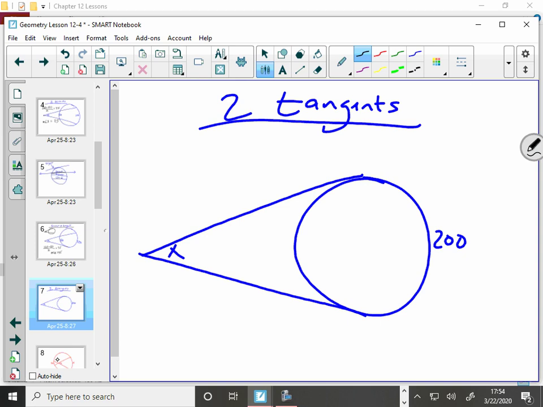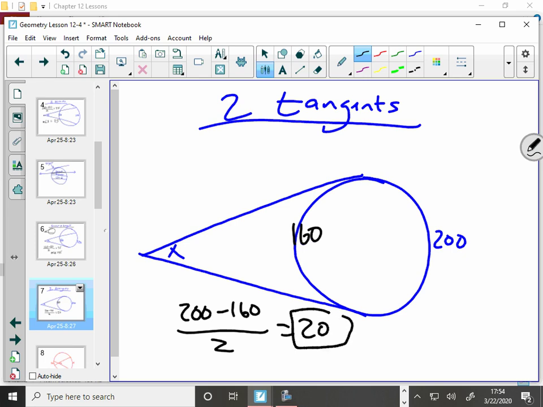We're given that the arc is 200. The rest of the way around the circle is going to be 360 minus 200, which means this arc is 160. So I have the two arcs, 200 and 160. Subtract and divide by 2, and you get the measure of angle x, which is 20.